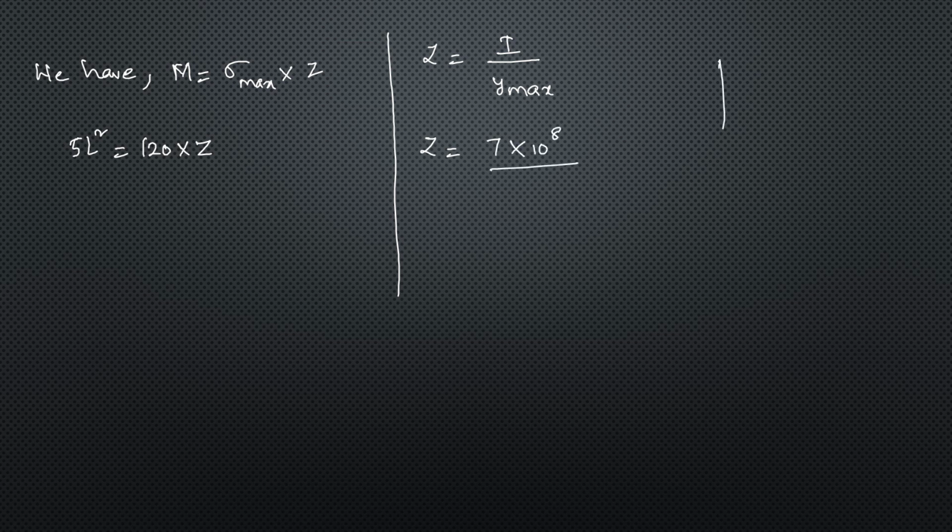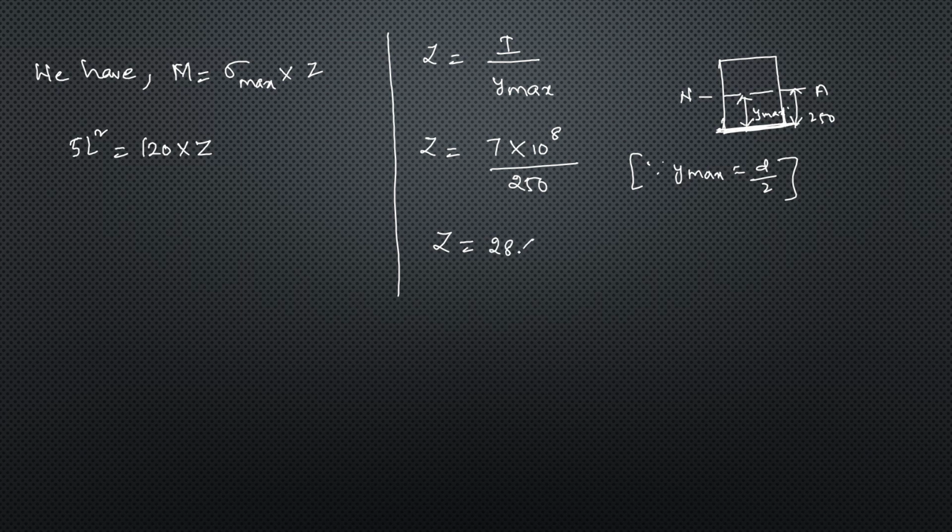Basically for a rectangular section, if this is the neutral axis which lies exactly at the center, the maximum distance from the neutral axis to the outer fiber will be Y max. According to the definition of Y max, it is the distance from the neutral axis to the outermost fiber, which is this fiber. So what was the total depth of the section? 500 mm. So obviously from here to here it will be 250. So it is 500 by 2. Here we should write, since Y maximum is equal to D by 2. So from here our Z will turn out to be 28 into 10 power 5.